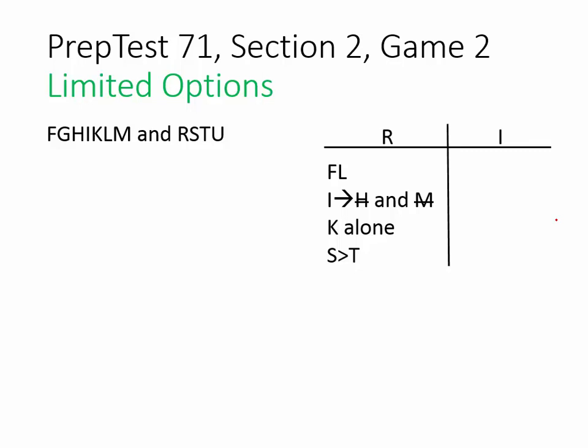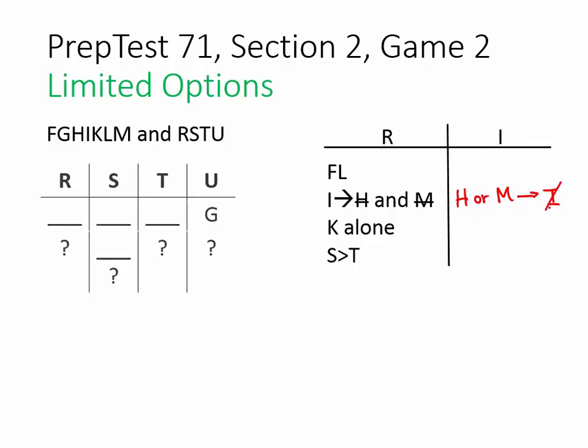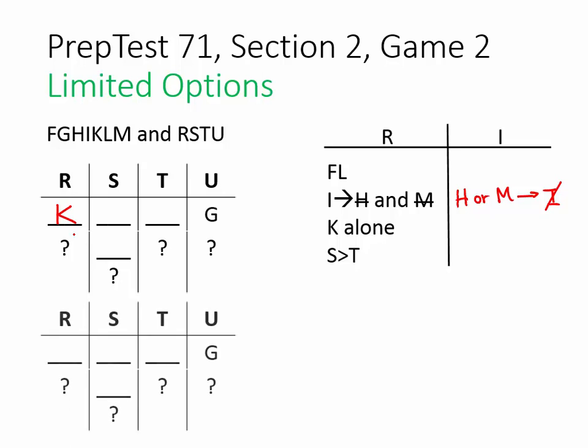So we have our rules written out here. And we can also write out our contrapositive again, H or M, then no I. And remember that we are building our limited options around the fact that K must be alone. So K must either be in space R or in space T. Wherever K goes, we know that no other candidates can be assigned to that space. So these are the limited options as far as we can take them for now, and we are ready to head into the questions.